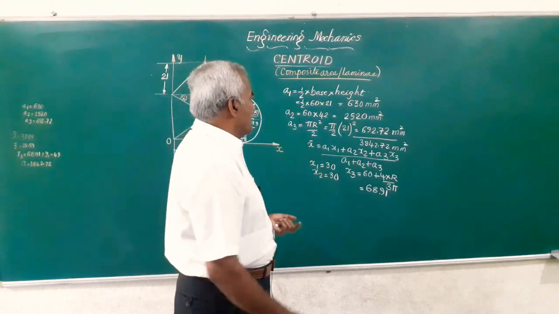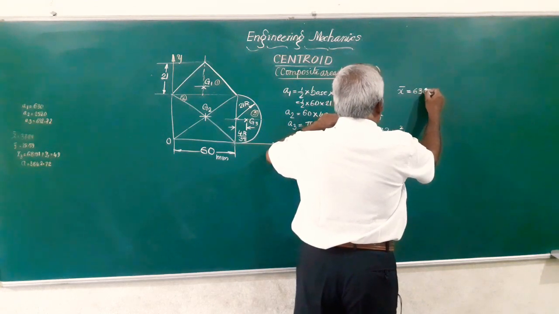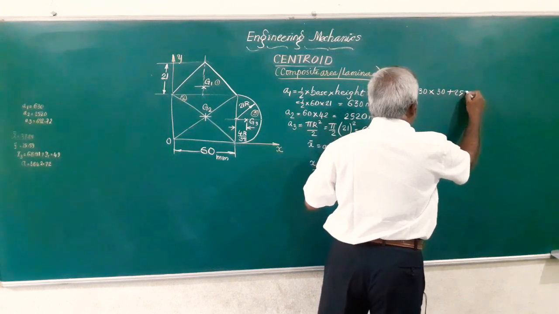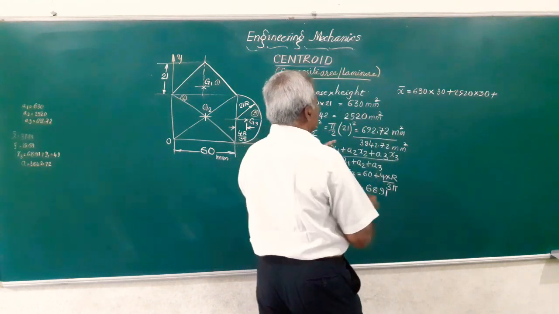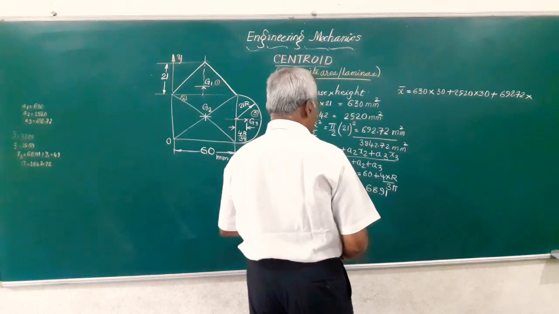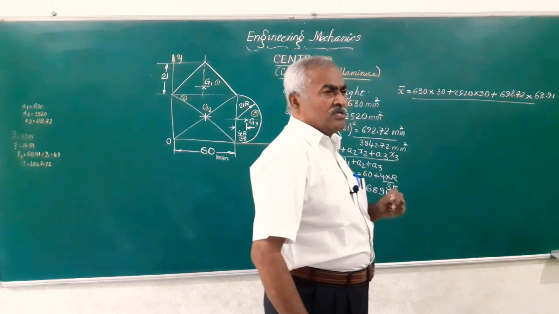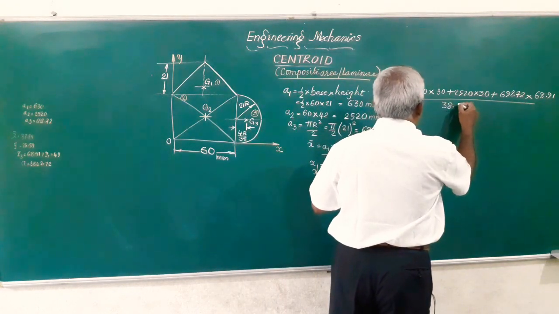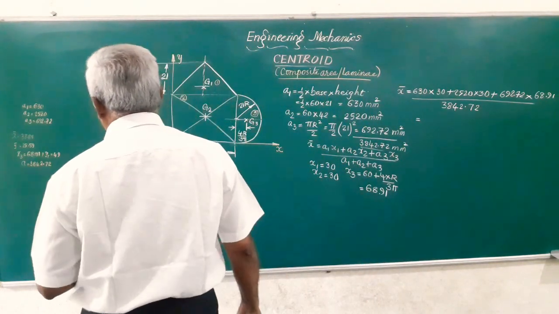Friends, we know all the values of x1, x2, x3, and also we have calculated the areas of the individual figures. If I substitute in the formula, you get x bar is equal to a1 x1, a1 is 630 into x1 value 30, plus area 2 is 2520 multiplied by x2, which is 30 again, plus area 3 is 692.72 multiplied by that x3, 68.91, divided by a1 plus a2 plus a3, the summation of areas of all these three, which is calculated to be 3842 mm square.